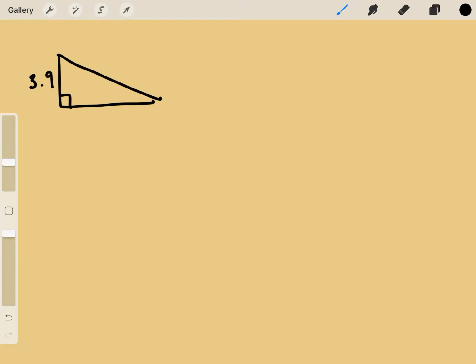So here is our right triangle. This side is 3.9 and this side is 11. So it's different, first of all, because we're dealing with a decimal, so 3.9 is probably not a number you can square off the top of your head easily. So that's one reason why it's different. It's also different because we are not dealing with two legs. We are dealing with a leg and the hypotenuse.